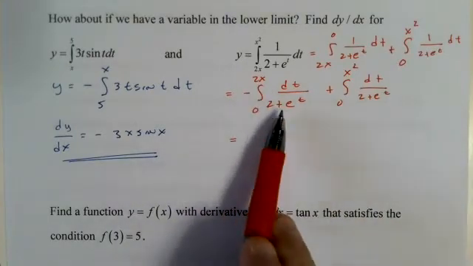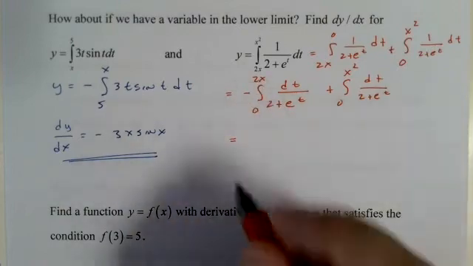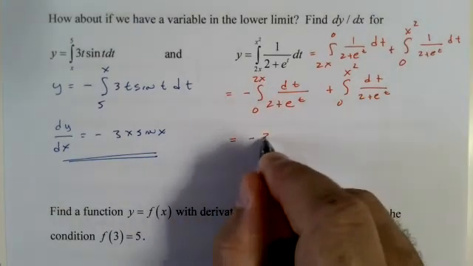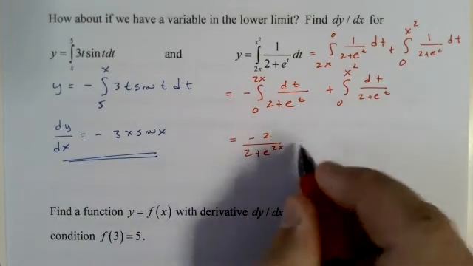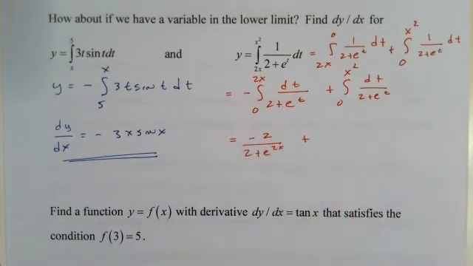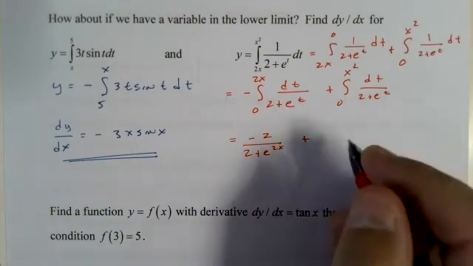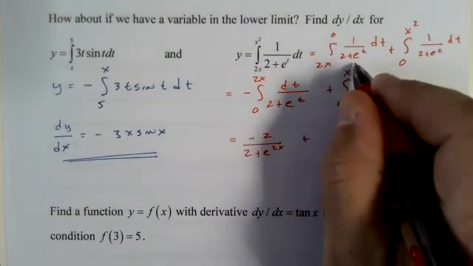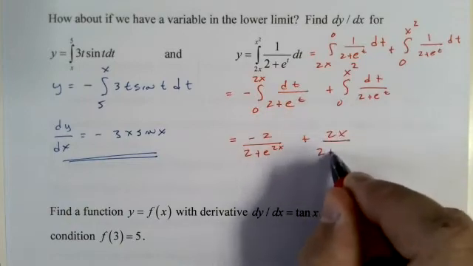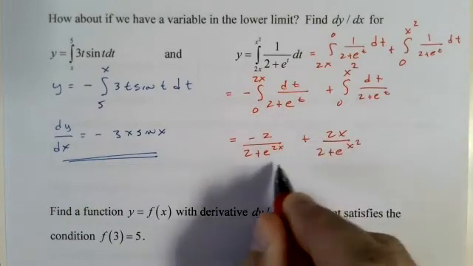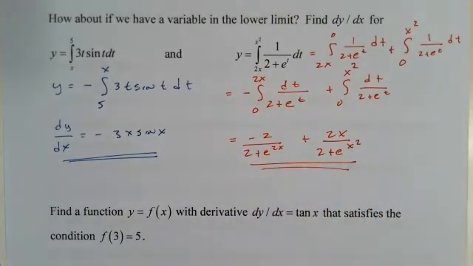Equals, we're going to plug that in and we're going to chain rule it too. Negative 2 over 2 plus e to the 2x, plus, so we're going to have a 2x over 2 plus e to the x squared. Boy, does this take some getting used to. I mean, this is really, really tricky.